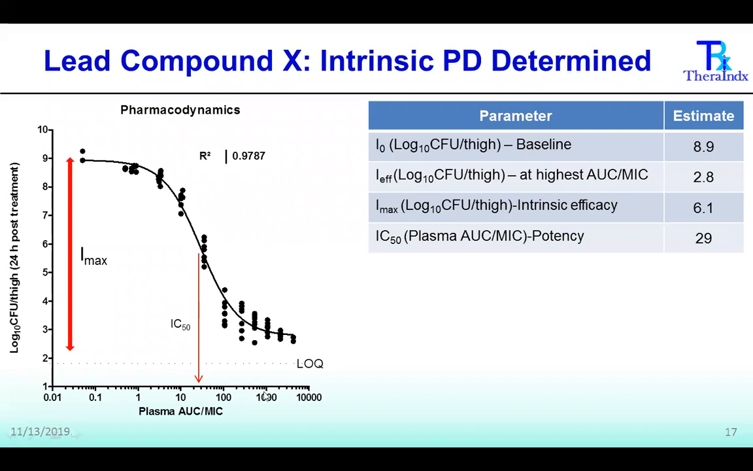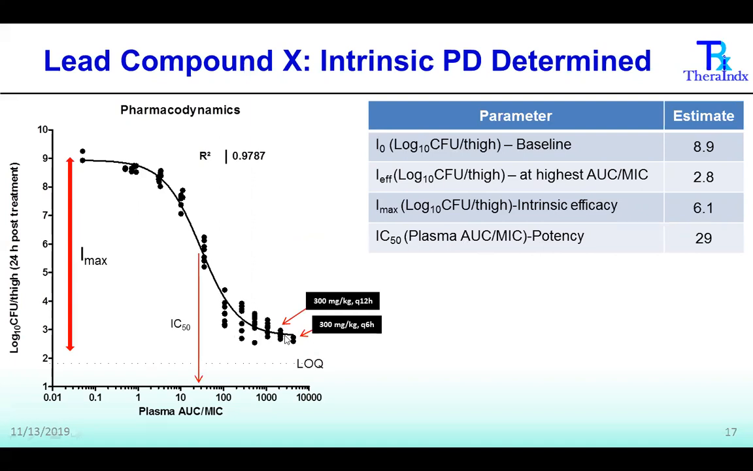At the highest AUC by MIC, the effect appears to taper, or in other words, reach saturation. So the net effect of the compound in this system is the Imax. That works out to 6 logs. That means the bacterial counts are reduced by almost 6 logs by this compound in 24 hours. And its in vivo potency, that is 50% of Imax, is close to 30.